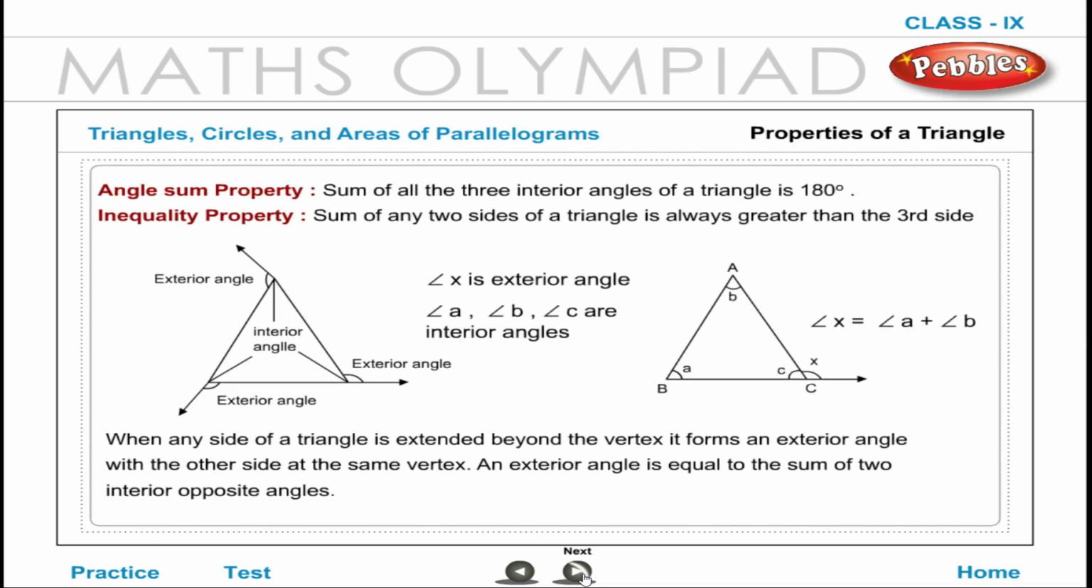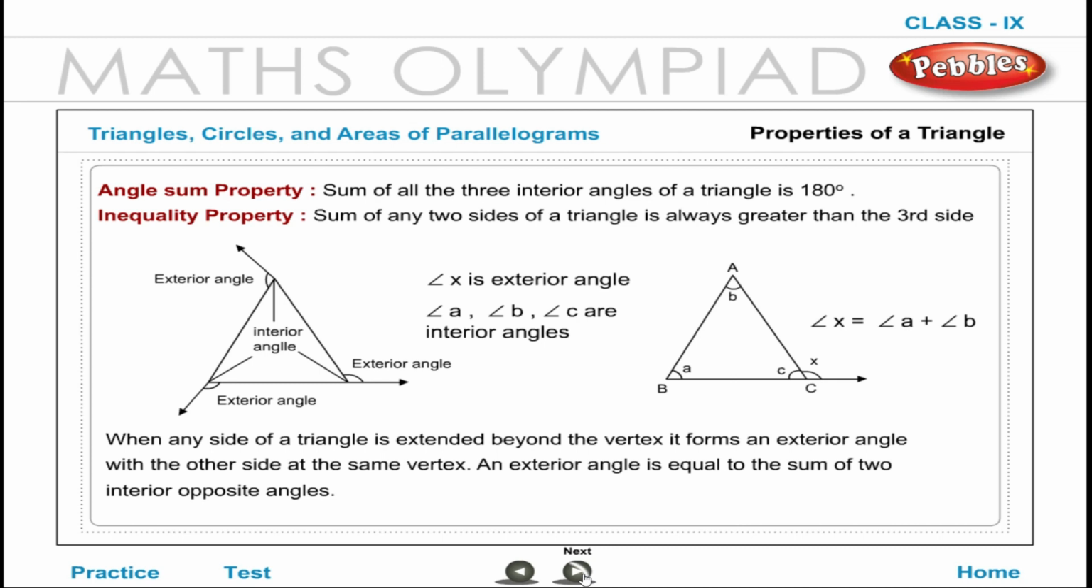Properties of a triangle. Angle sum property. Sum of all three interior angles of a triangle is 180 degrees. Inequality property. Sum of any two sides of a triangle is always greater than the third side.